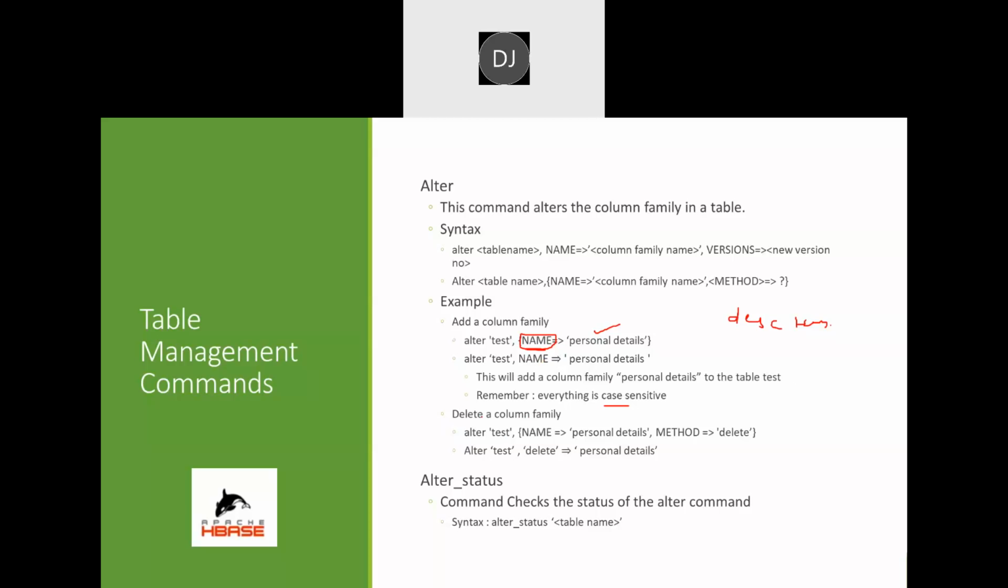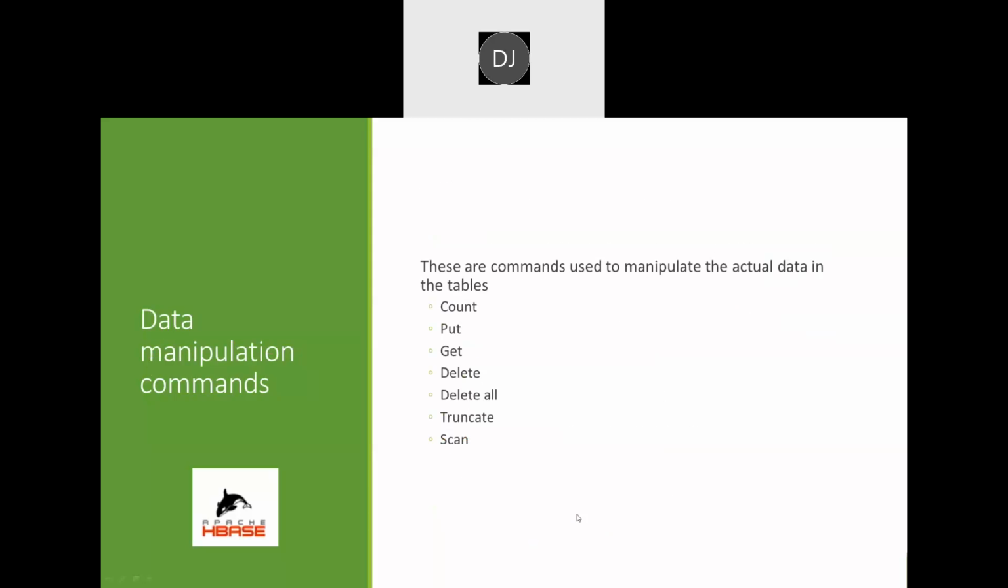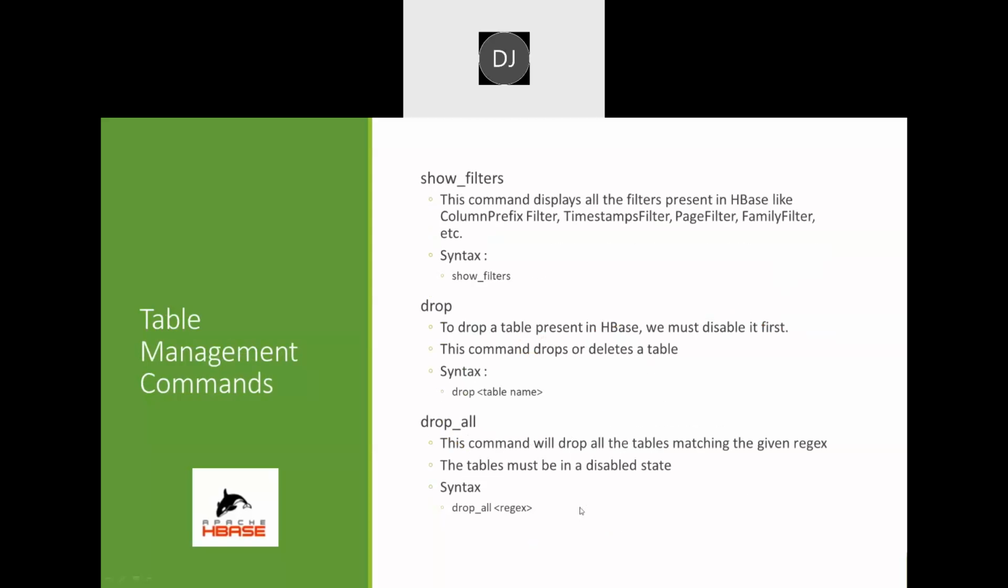And you can also delete the column family using the alter command. There are two ways you can delete a column family, using the delete command, or using the alter command. Both I will show. Then alter_status, if you give the alter status of the table, then it will give us this also, I will show. Then afterwards, till now we saw data definition language.